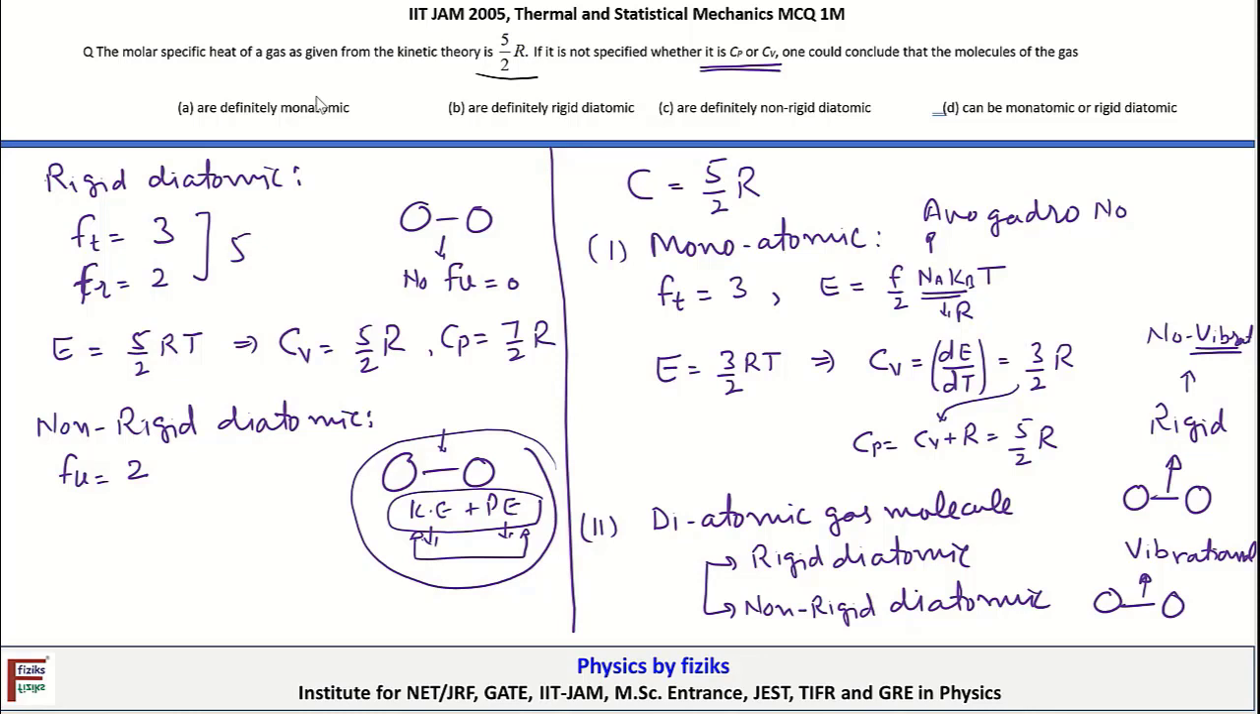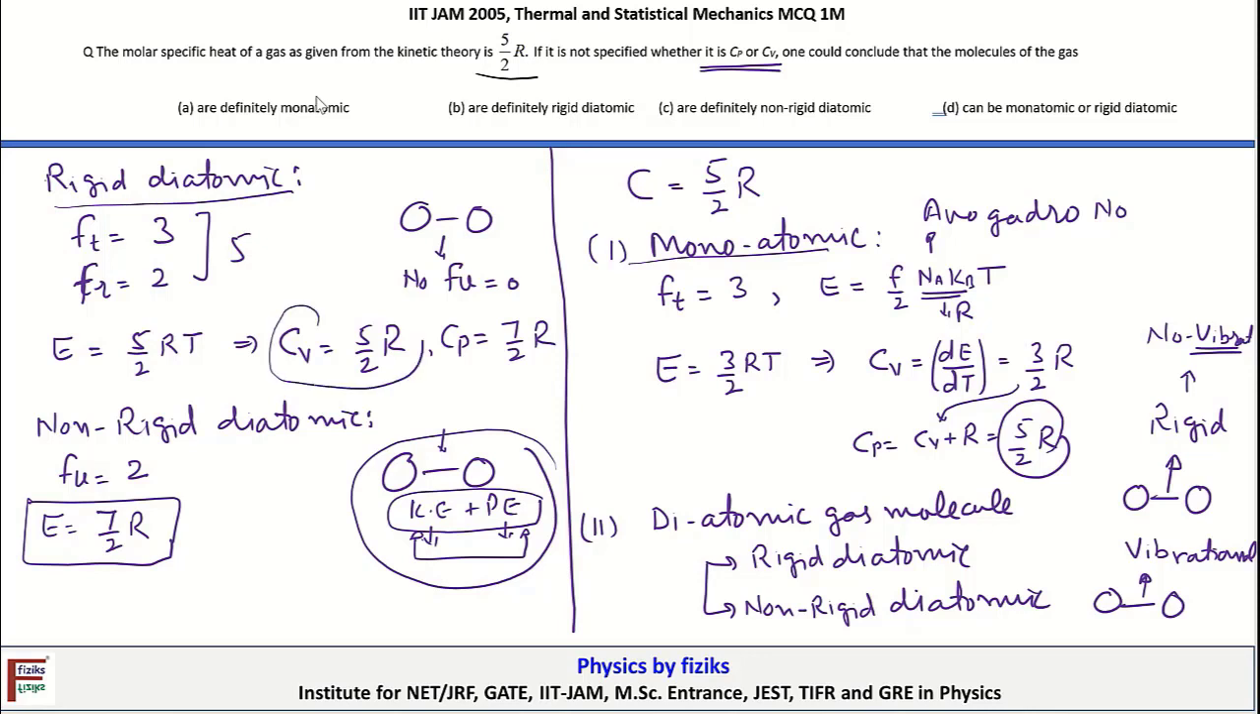So the total average energy will be, by assuming 3 translational, 2 rotational and 2 vibrational degrees of freedom, 7 by 2 R per mole. So this case doesn't come into the picture in the framework of the question which is asked here. Therefore what we conclude is that if we consider a monatomic gas molecule, then Cp turns out to be 5 by 2 R. And when we consider a rigid diatomic gas molecule, its Cp is also 5 by 2 R. So the correct option here is that it could be a monatomic or rigid diatomic gas molecule.